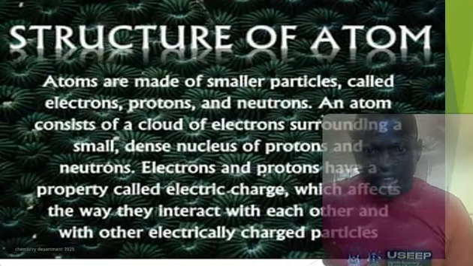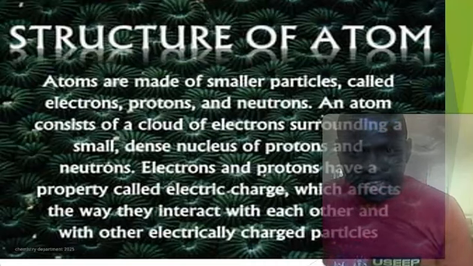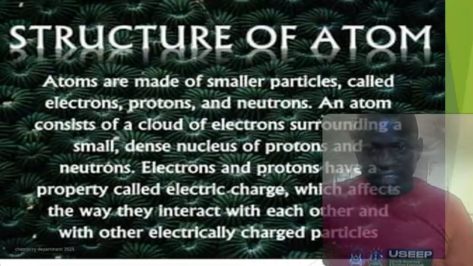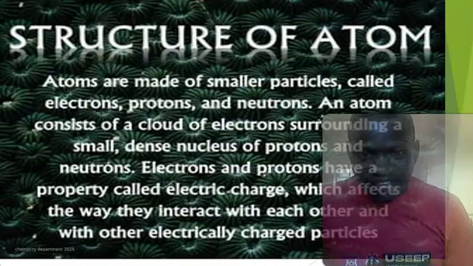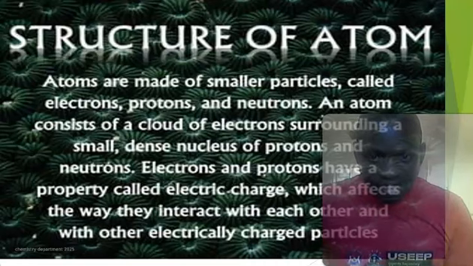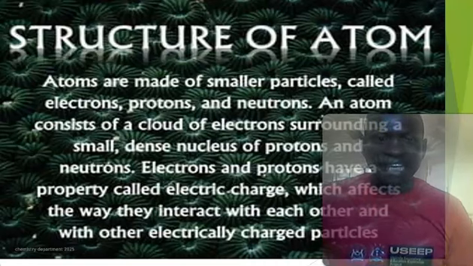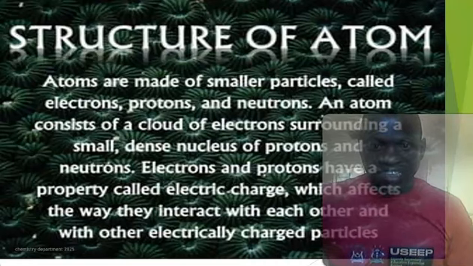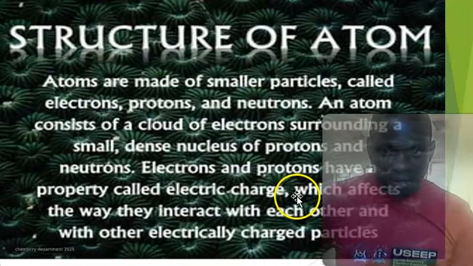Electrons and protons have a property called electric charge, which affects the way they interact with each other and with electrically charged particles. So here we are saying that protons are positively charged and electrons are negatively charged. That affects their chemical nature and their chemical properties.